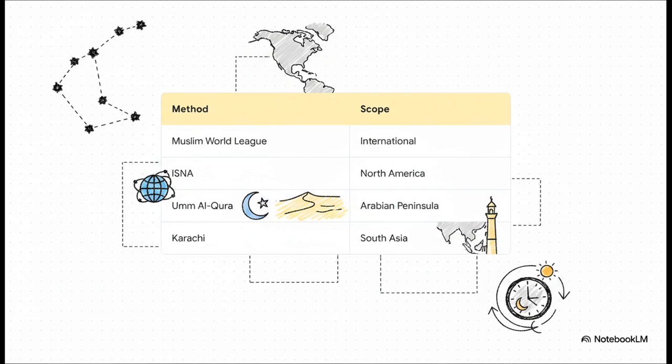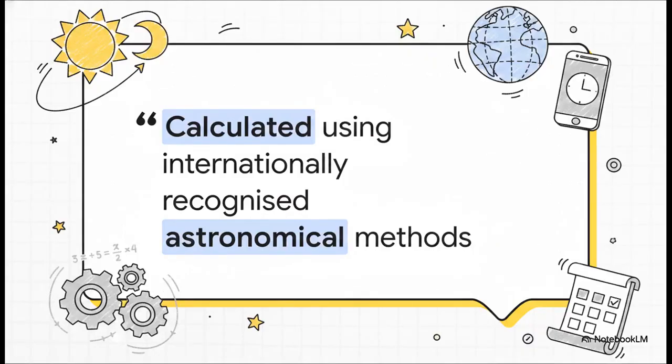I mean, a twilight angle up in Canada looks vastly different than one down in Saudi Arabia. So the system dynamically pulls from diverse, internationally recognized institutions based on the region. You've got ISNA for North America, Al Qura covering the Arabian Peninsula, and Karachi handling South Asia, each one calculating their own highly specific regional standard. Then, the Muslim World League provides this overarching international baseline. The system dynamically stitches all these complex standards together to output precise times, no matter what continent you're on. In fact, the source explicitly states that the schedules are, quote, calculated using internationally recognized astronomical methods.